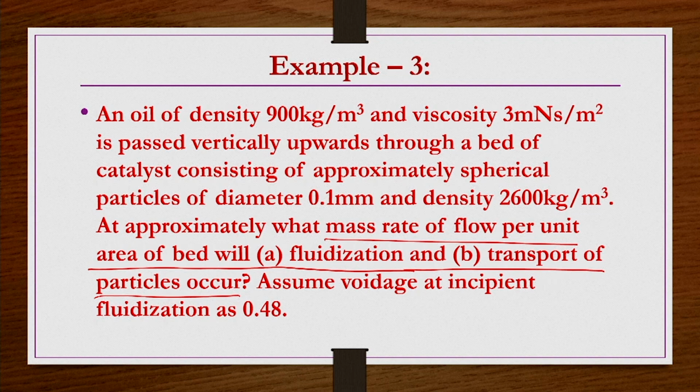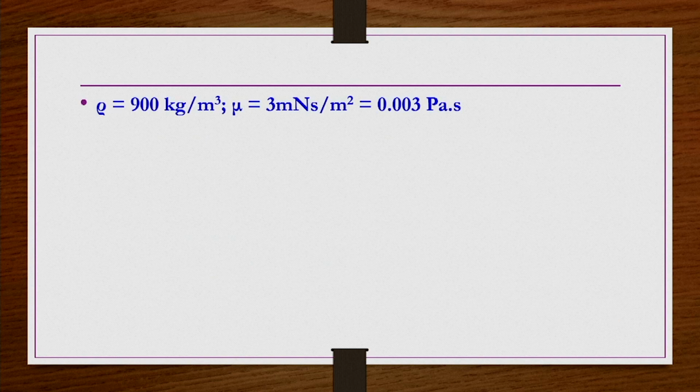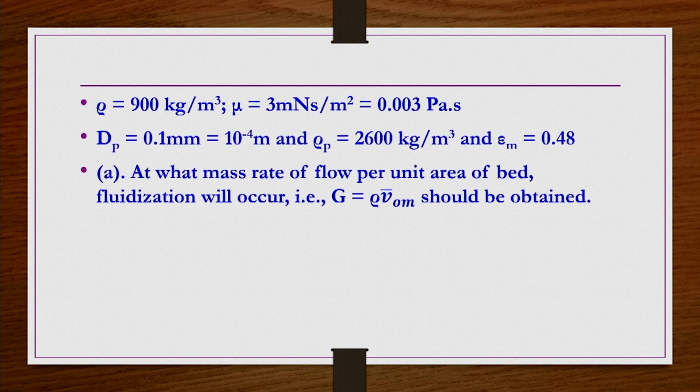So, that is rho into Vom bar we have to calculate. And then transport of particles in general occurs at the free settling velocity of the particle. So, for those particles we have to find out the free settling velocity. Assume voidage at incipient fluidization is 0.48, epsilon m is given as 0.48. So, fluid properties are given, particle properties are given, bed voidage is given. So, at what mass rate of flow per unit area of bed will fluidization occur?